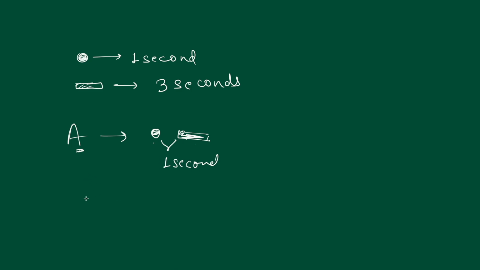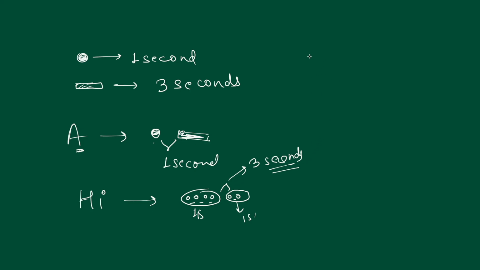Now, if we have to say, let's say, hi. For H, we have 4 dots, and for I, we have 2 dots. The gap between these dots would be 1 second, because these are part of a single letter, and this is a different letter I. But what about the gap between these two letters? The gap between different letters would be 3 seconds.